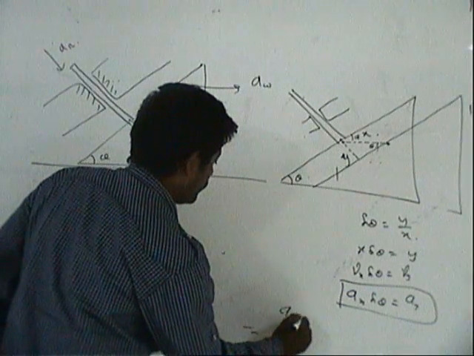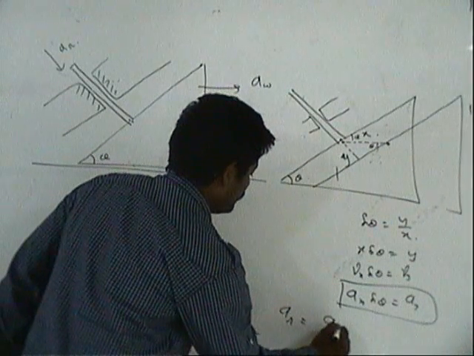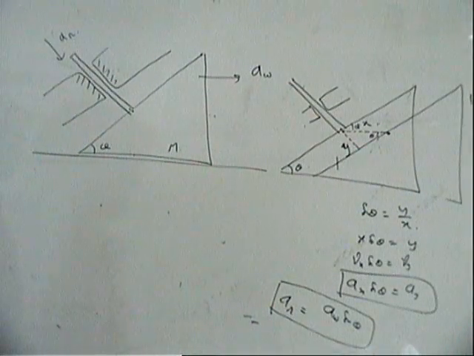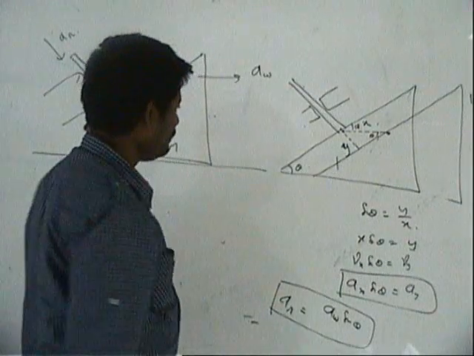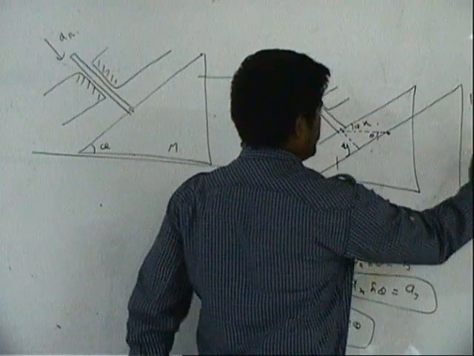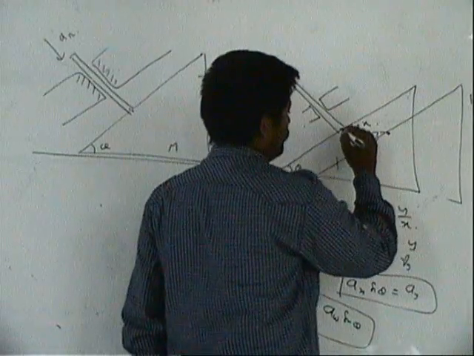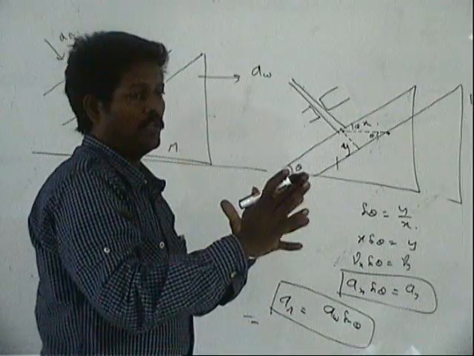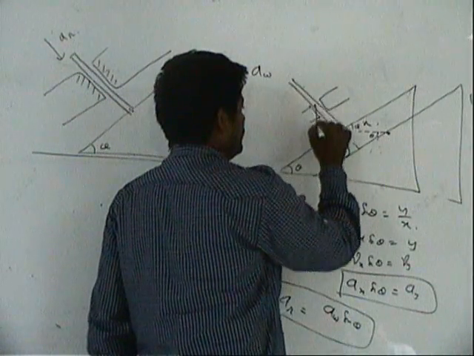So acceleration of the rod equals Ax, which is the wedge acceleration, into sine theta. So it's a wonderful point here. Once we know this, the energy equation can be written very easily, and as it moves we can find the velocity. And we should check the total normal reaction acting. Whenever one body is resting on the other, the important point is normal reaction. So let us check the normal reaction.